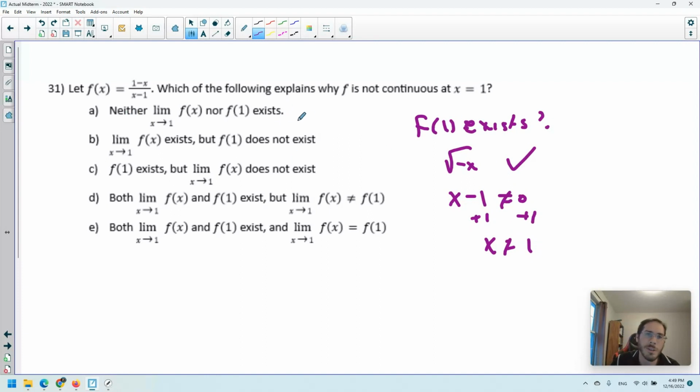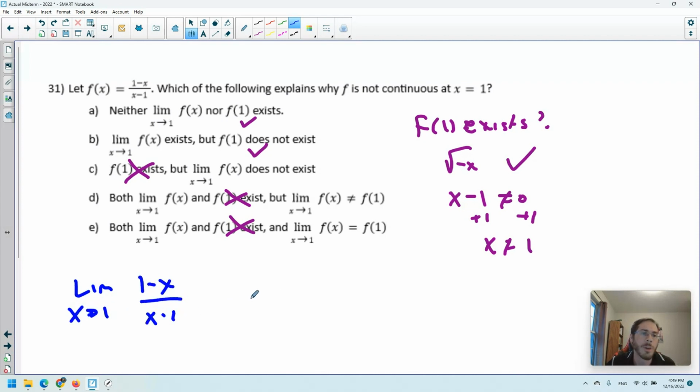So neither one exists would still be okay. The limit exists, but f of 1 does not exist would still be okay. F of 1 exists is out. Both exist is out. Now I need to check the limit because I have to decide between A or B. So the limit as x approaches 1 of 1 over x minus 1.